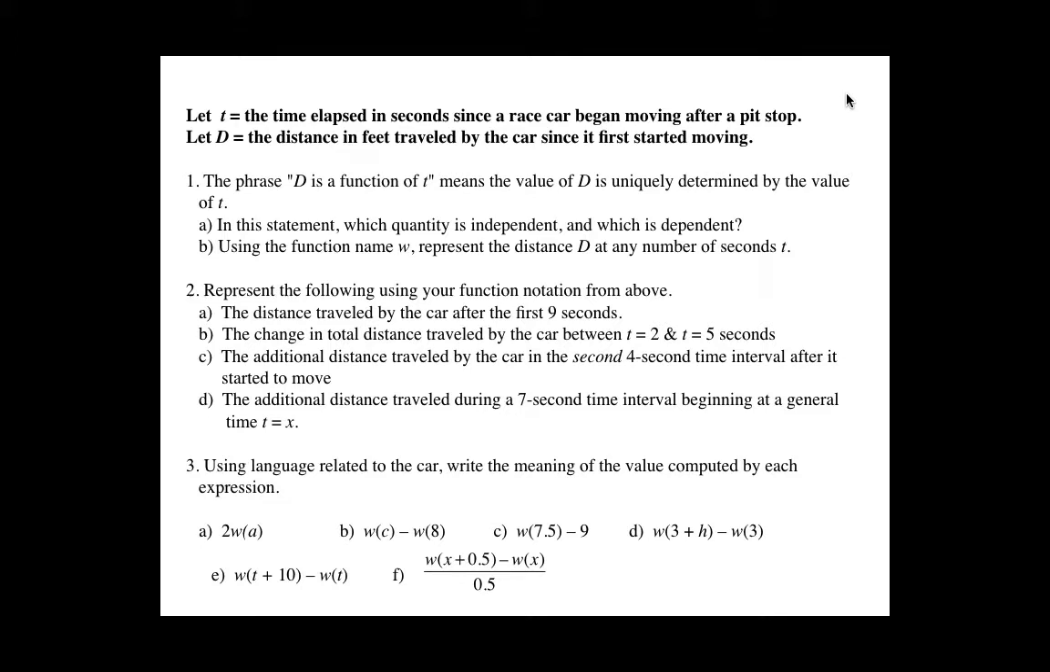So in reality, this relationship can go either way. This is likely an example of a one-to-one function, unless the car stops, but it's not likely to in the middle of a race after the pit stop. So if D is a function of t, that means D depends on t, or if I knew t, I could predict or compute or calculate a value for D somehow or another.